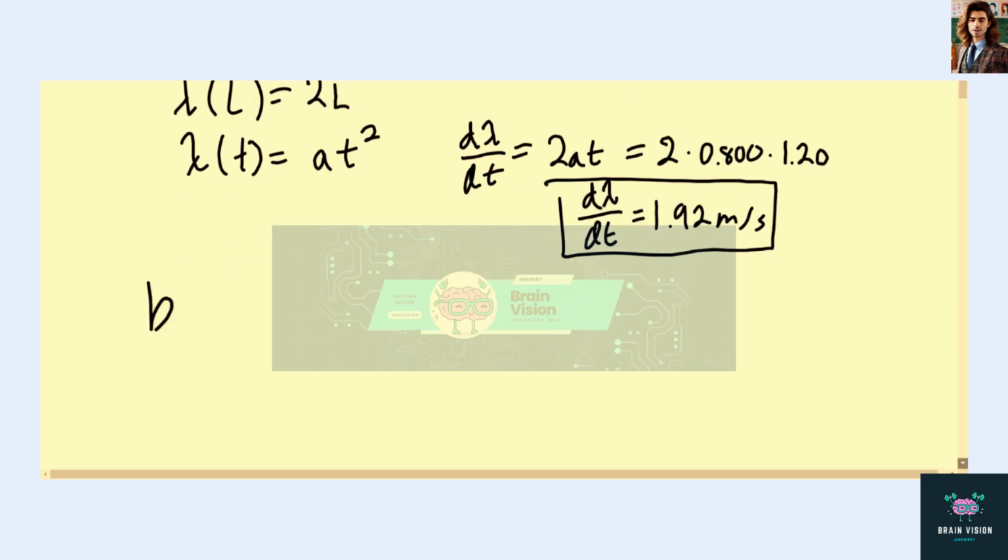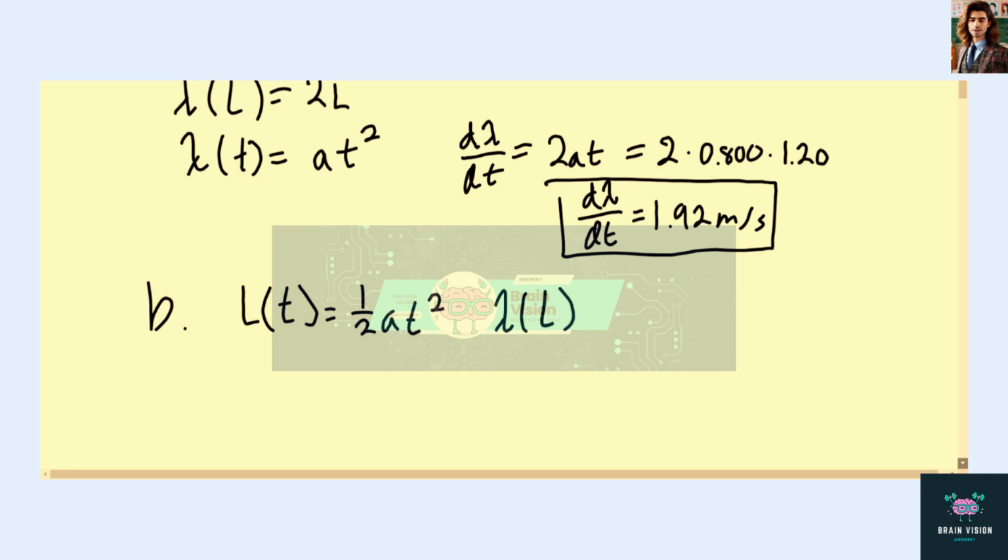Now we're dealing with the rate of change of the wavelength over time, but instead of dealing with the fundamental frequency, and so the wavelength of the fundamental, we're dealing with the wavelength of the second mode of vibration. So n equals 2 now.